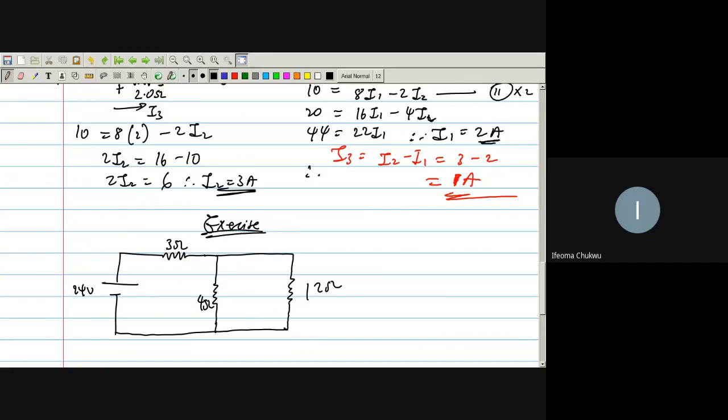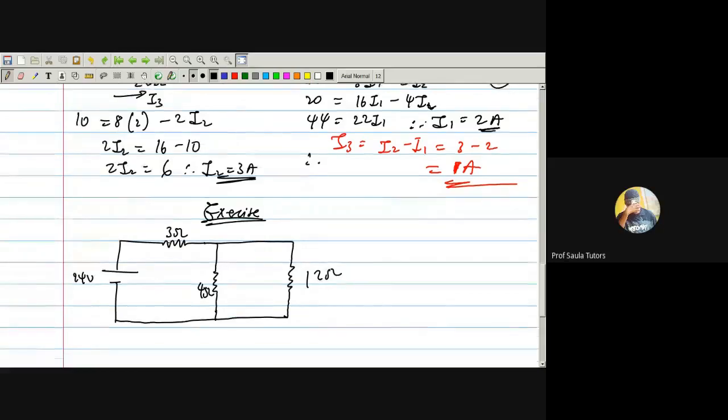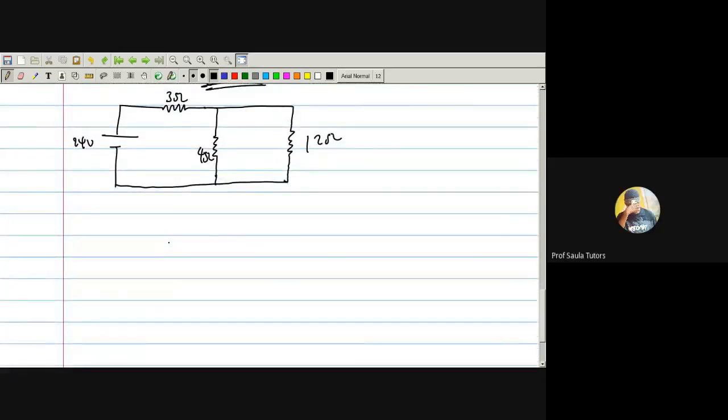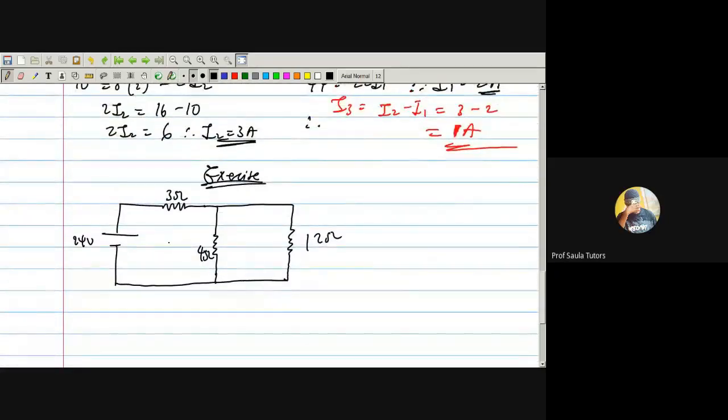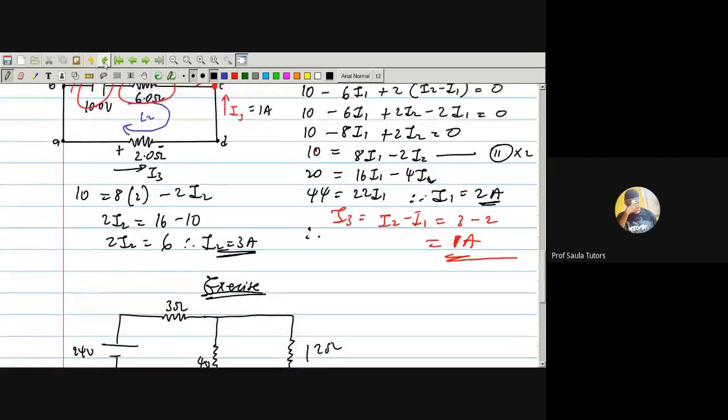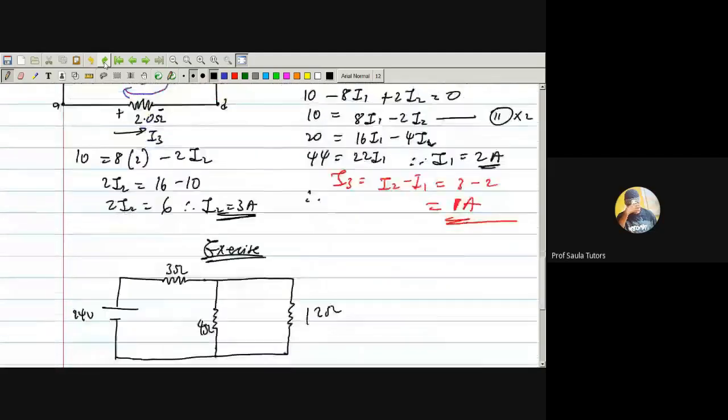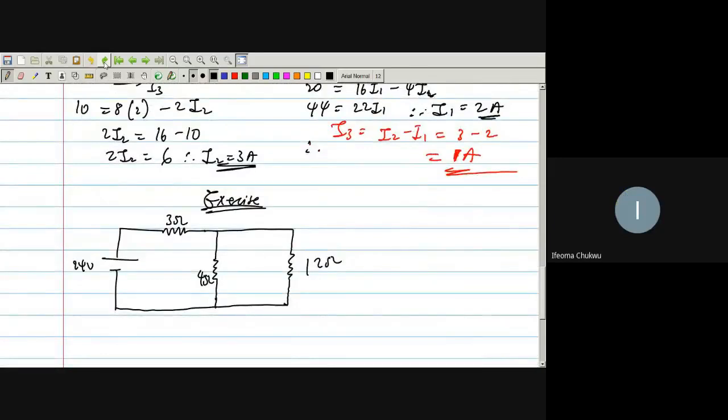So is this all? Yeah, you can just find everything. Find the current in the circuits. Don't look at it. Just find the current in the circuit. Should I give you another one? No. Okay. Just study this very well. These are just normal things that you will see.